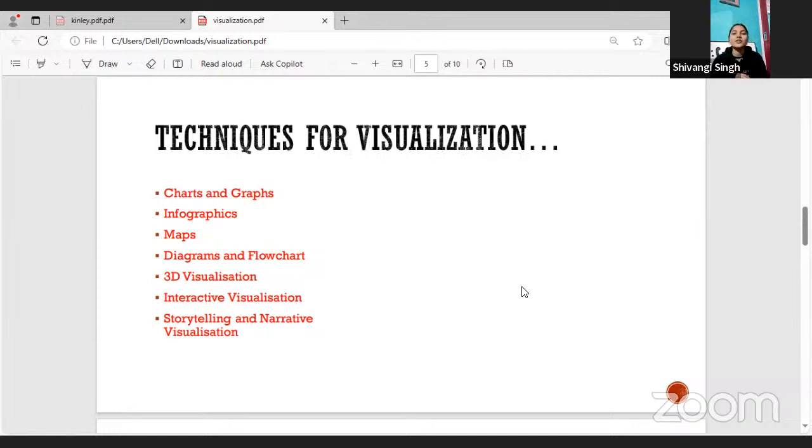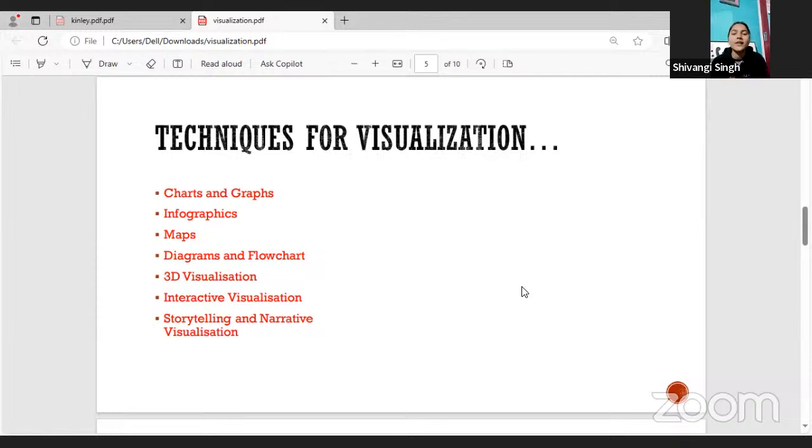3D visualization generally helps to represent three-dimensional objects or data. Next, we talk about interactive visualization. It provides an atmosphere in which we can do things like zooming in. It provides the users an interactive experience.